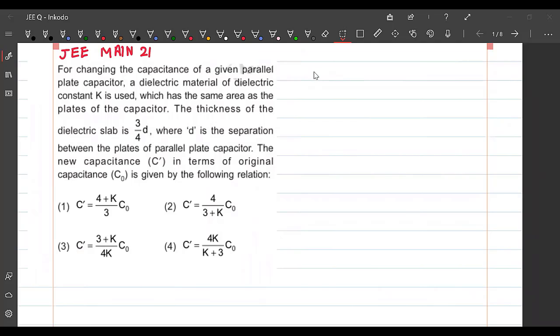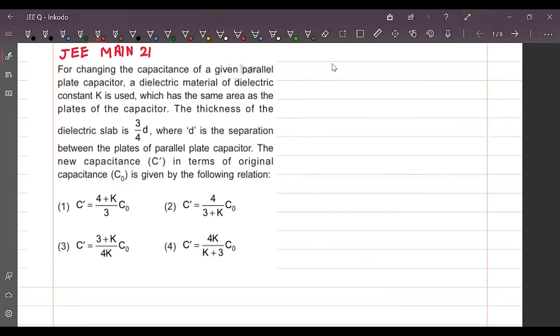Everyone, today we will be discussing another question of JEE Mains which came this year. In this question, for changing the capacitance of a given parallel plate capacitor, a dielectric material of dielectric constant K is used, which has the same area as the plates of the capacitor. The thickness of the dielectric slab is 3D by 4, where D is the separation between the plates of the parallel plate capacitor. The new capacitance is C dash in terms of original capacitance C naught. That we have to find, the new capacitance.